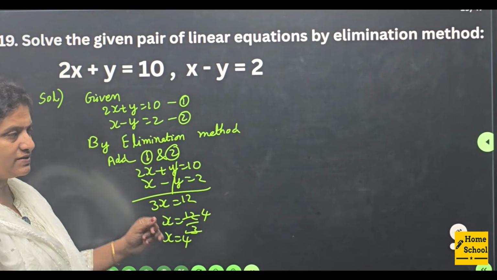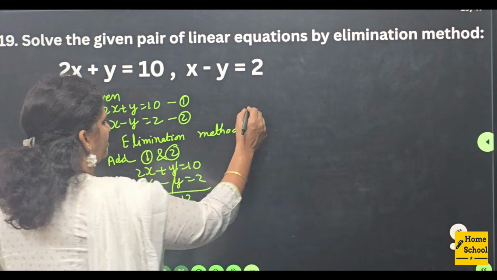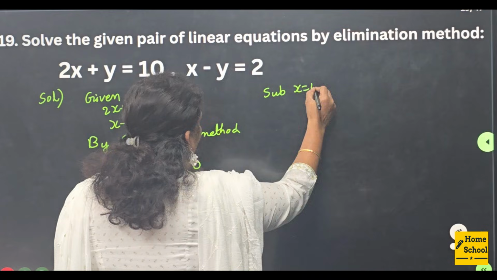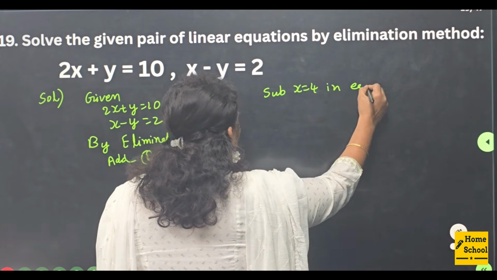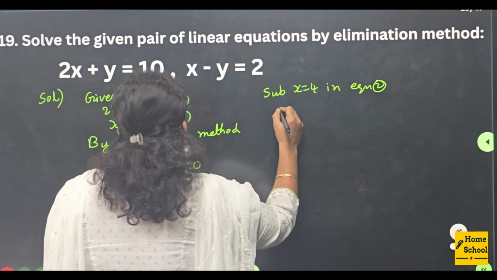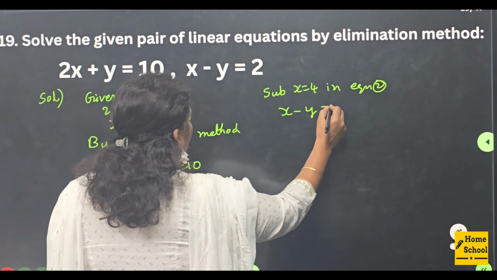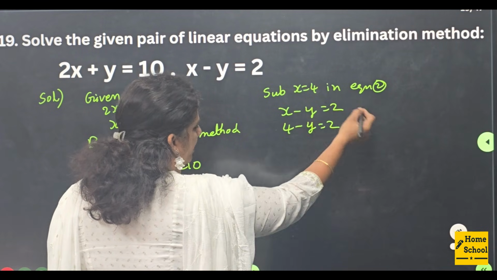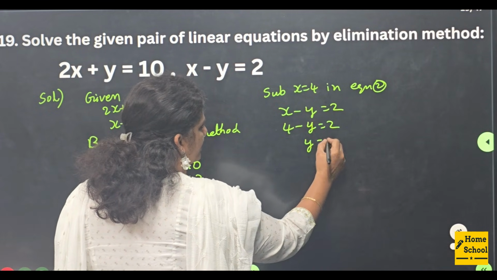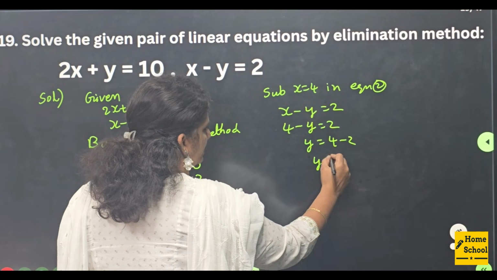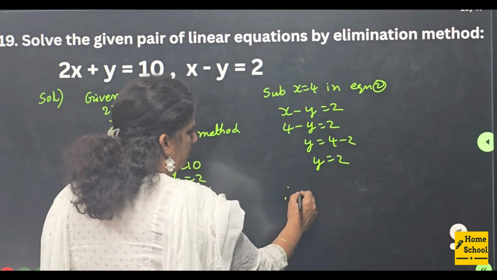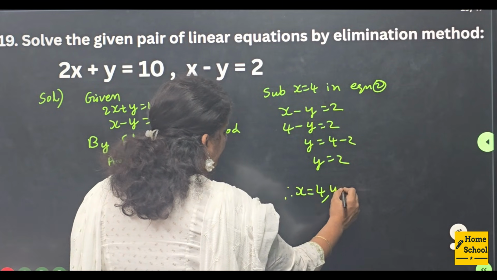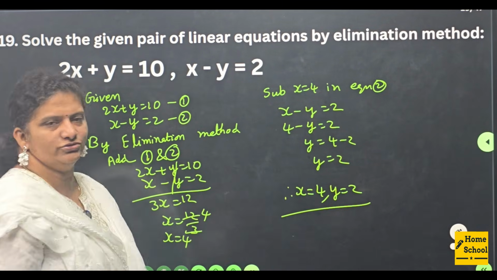This x value, substitute in any one of the equations. Substitute x is equal to 4 in equation 2. That is x minus y is equal to 2 is the equation. 4 minus y is equal to 2. Minus y, send to the other side. y is equal to 4 minus 2. y is equal to 2. Therefore, by the elimination method, x is equal to 4 and y is equal to 2 are the solutions.